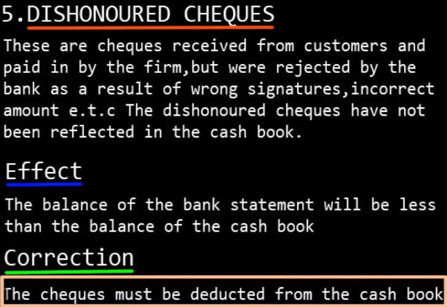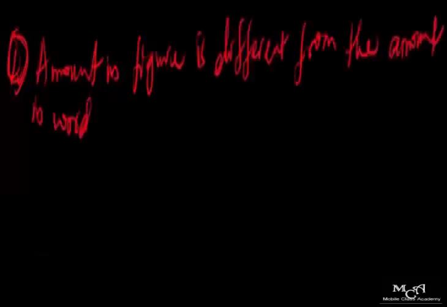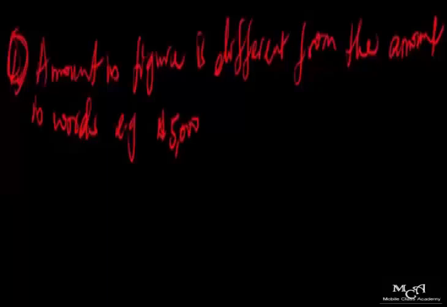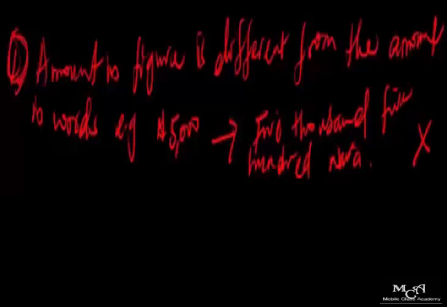There are also other reasons for dishonored checks. 1. There are cases where the amount in figure is different from the amount in words. For example, in your check slip, you wrote 5,000 naira, and in words, you now wrote 5,500 naira. In a case like this, the check will be dishonored. So your amount in words and your amount in figure are meant to be the same.